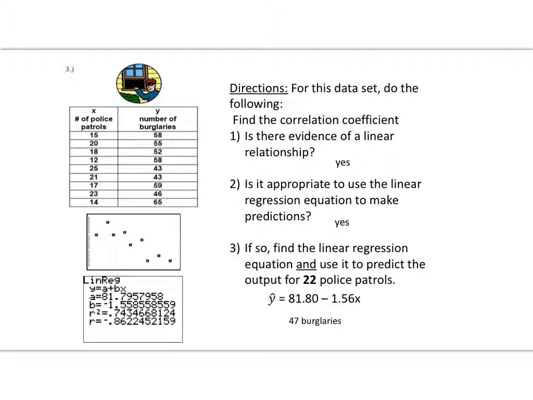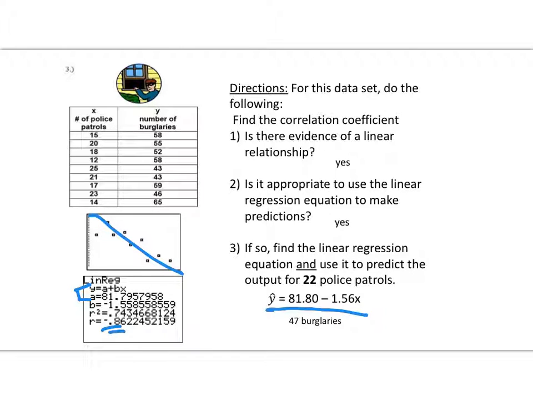This time, X is the number of police patrols, Y is the number of burglaries. With this, we would hope there's a relationship, and we would hope that more police would make fewer burglaries. When we look at the graph, that's definitely a pattern. This pattern goes down from left to right. Down. That means it's going to be a negative relationship, but it's still a relationship. I got my LinReg here so that I can write the equation.